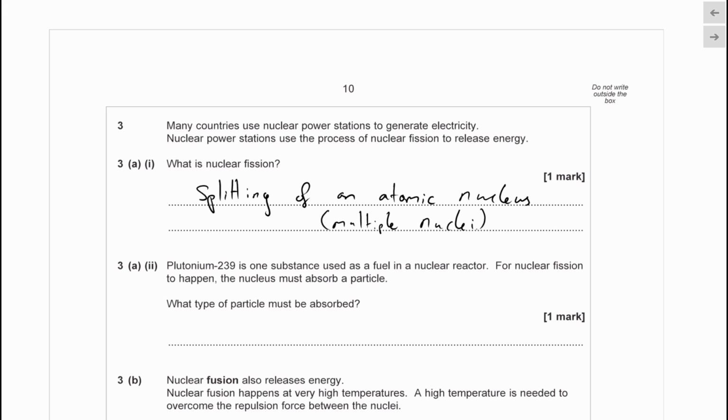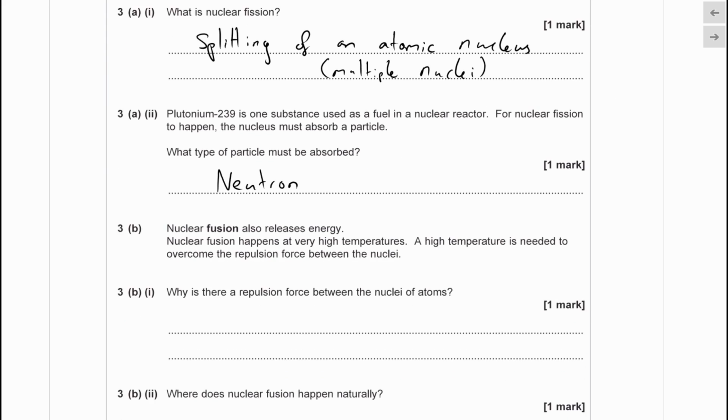Alright, now part 2. Plutonium-239 is one substance used as a fuel in a nuclear reactor. For nuclear fission to happen, the nucleus must absorb a particle. What type of particle must be absorbed? And now, no explanation needed here, it's 1 mark, it is a neutron. Alright, you should remember that. A neutron goes in, splits the nucleus, and more neutrons are released.